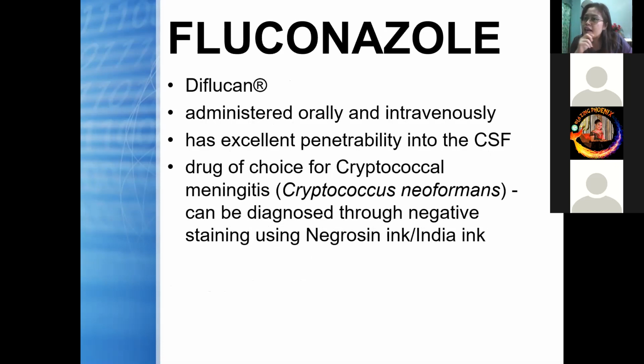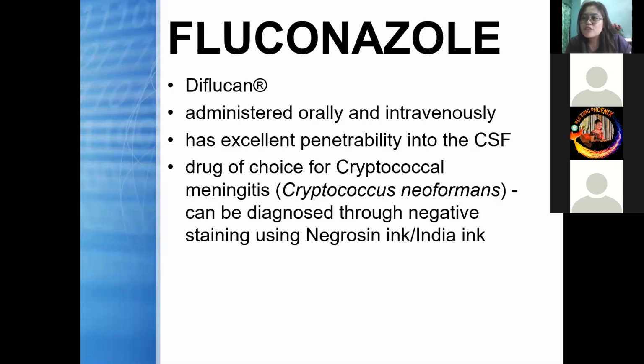This is another azole antifungal, fluconazole. It can be given orally or IV. Aside from being a drug for Tinea infections, we can also use fluconazole for systemic infection, especially Cryptococcus neoformans. It is the drug of choice for cryptococcal meningitis caused by Cryptococcus neoformans.